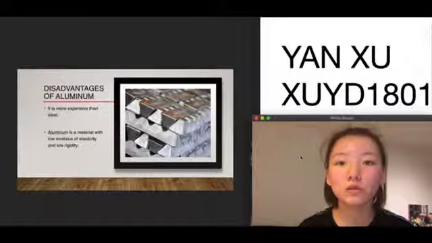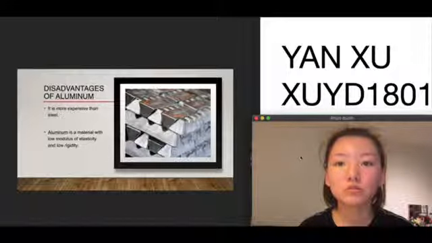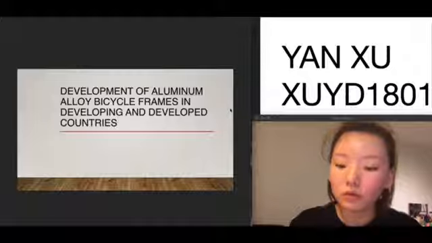Of course, aluminum frames also have disadvantages. It is more expensive than steel. Aluminum is a material with low elasticity and low rigidity, so it uses thicker or changed shapes, such as crossover tubes, pendant tubes, etc.